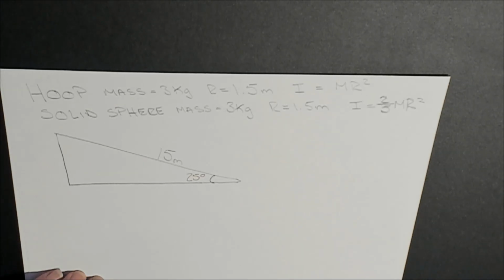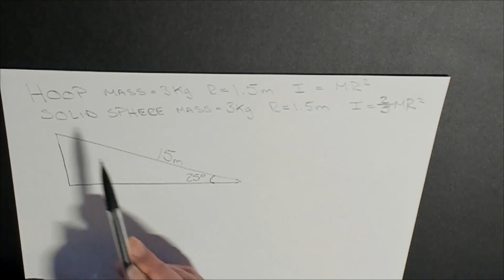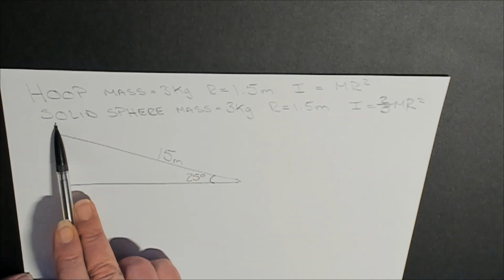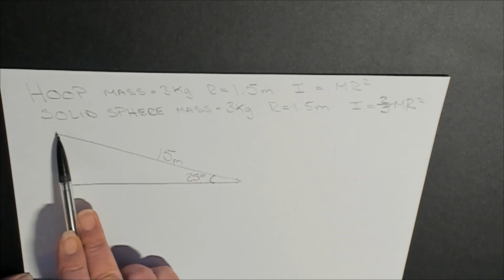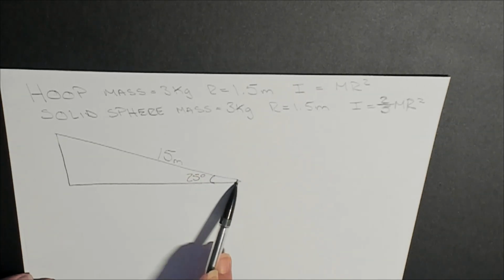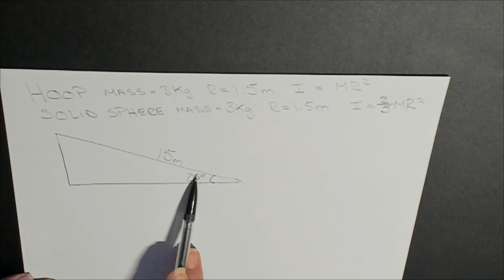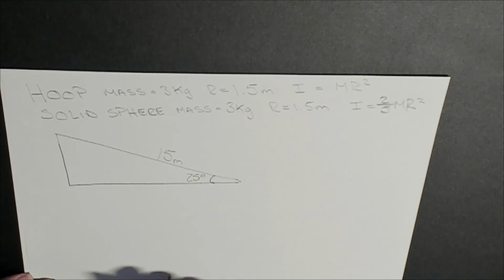So let's talk about energy when we have something rotating. And here I have a hoop and a solid sphere, and I'm going to start them both from rest at the top of this inclined plane. The inclined plane is 15 meters long and at an angle of 25 degrees. So the first question I can ask myself is, which one is going to get there first?